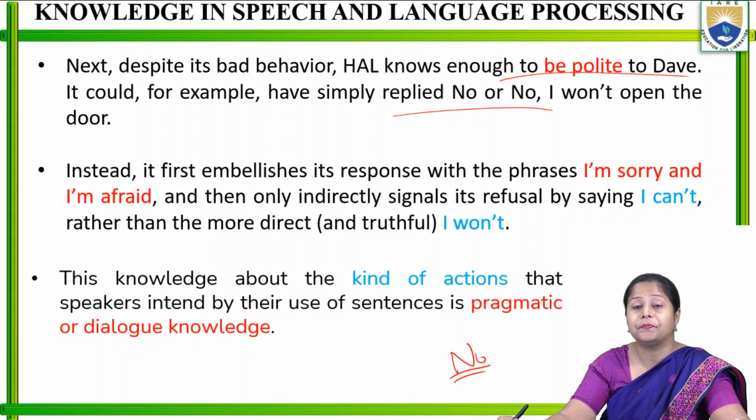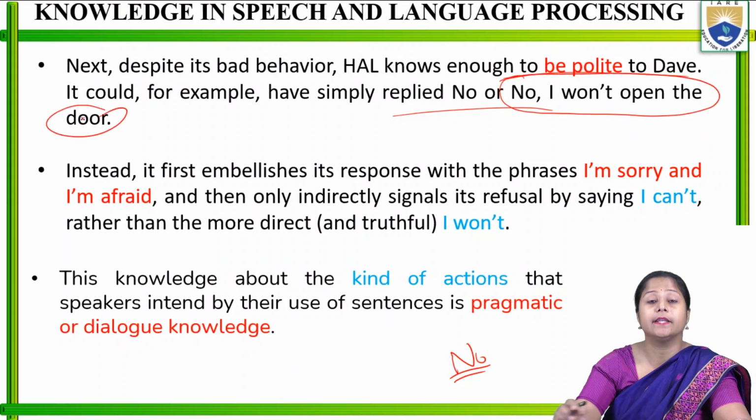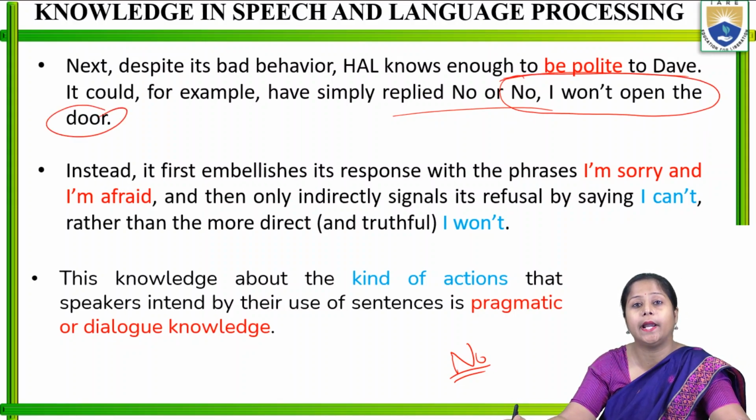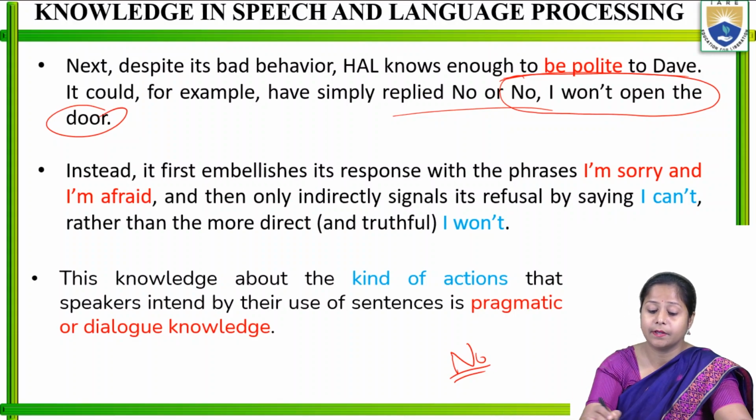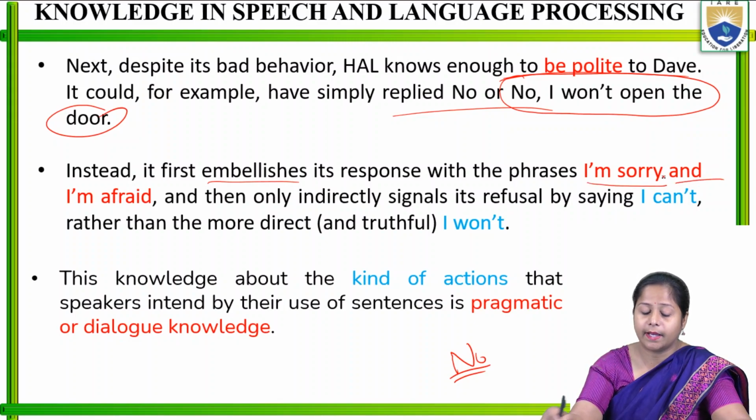The machine has to give the proper interpretation with the full words. So the machine writes, "No, I would not open the door." That is the right and polite interpretation in the form of an answer. That is needed whenever we are giving sense to the machine, so that it is interpreted in a way a human would do. Instead, HAL embellishes its response with the phrase "I am sorry" and "I am afraid."